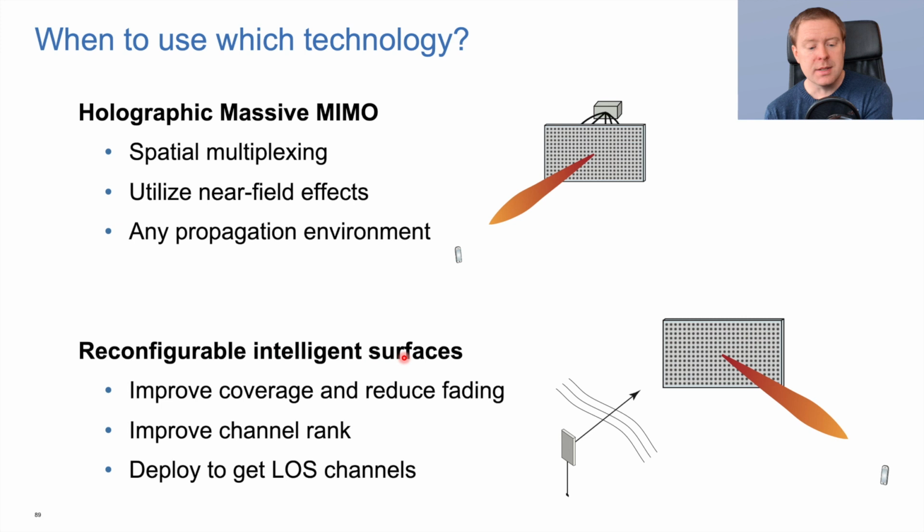Reconfigurable intelligent surfaces are particularly about coverage extension, reducing fading effects, and improving channel ranks, improving properties of channels in general. The issue is that we need to deploy them so that the transmitter has a line of sight channel to the surface and the surface has a line of sight channel to the user. Otherwise, the benefits will be very small, because you will have a direct path that might be equally strong. So you need to have a huge number of elements before the surface becomes effective.